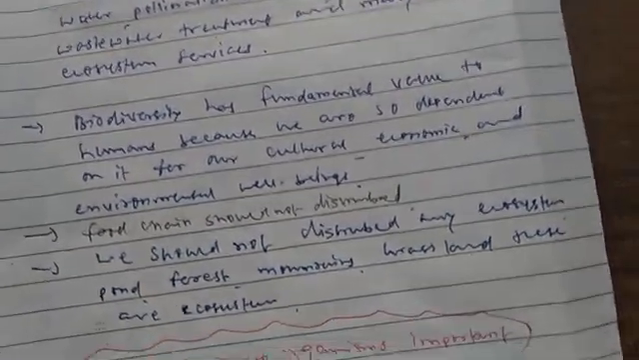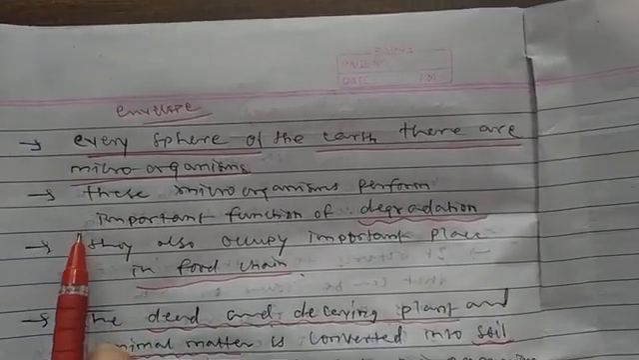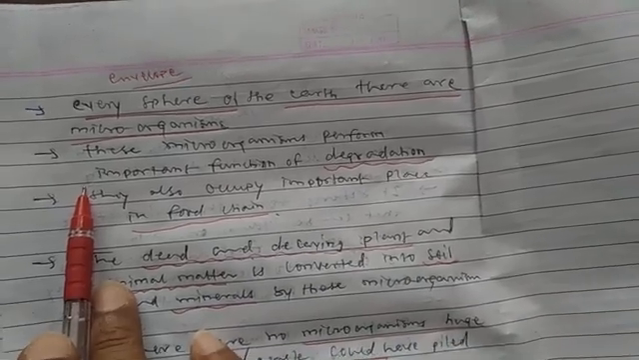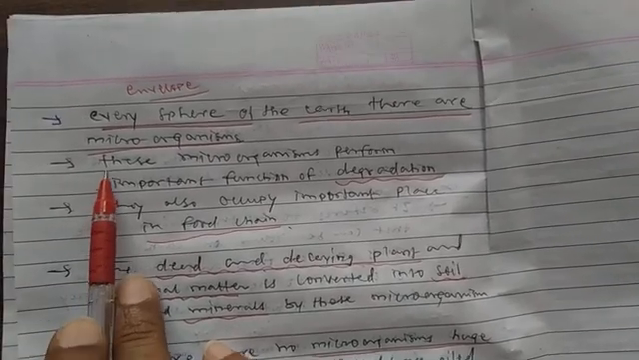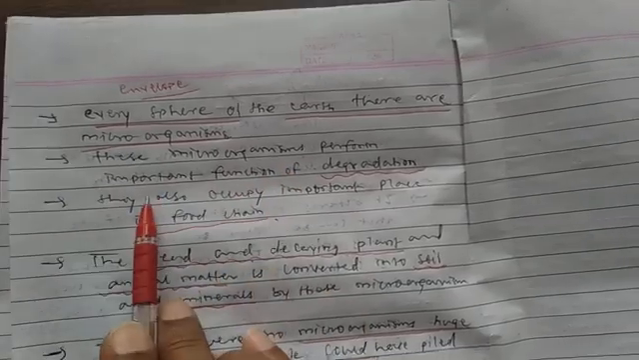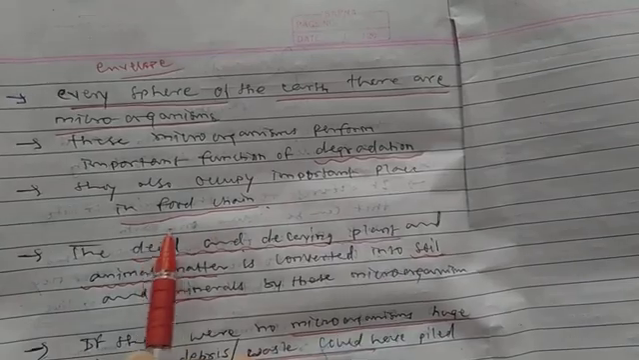Now we come to the point: why are microorganisms important? You may say, sir, we don't see microorganisms, they are very small, what do they do for nature? Yes, because microorganisms do important work for nature. They are cleaning nature. They are in every sphere of the earth, and they perform the important function of degradation, and they also occupy an important place in the food chain.